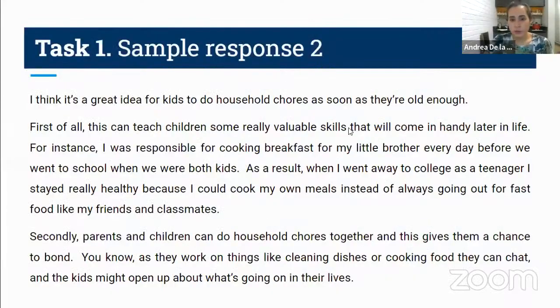First of all, the question, remember the question, right? Is it a good idea for children to do household chores? As you can see here in the transcript, the first sentence, what is this first sentence doing? When he says, I think it's a great idea for kids to do household chores as soon as they are old enough. What is this?